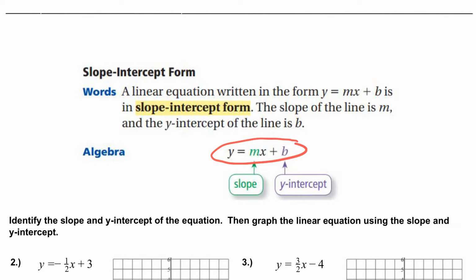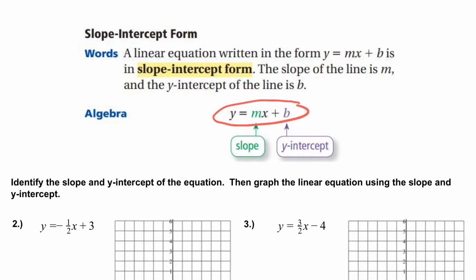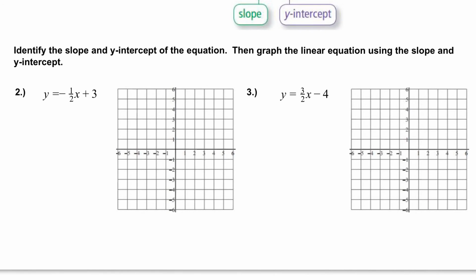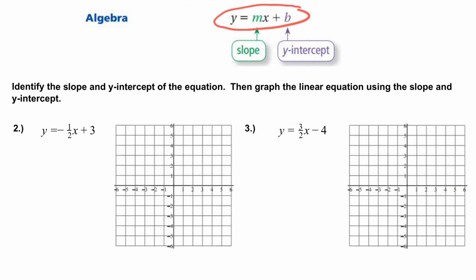And we'll show you how right here. So in number 2, number 3, it says, identify the slope and y-intercept of the equation, then graph the linear equation using the slope and y-intercept. So our first step here is, we want to identify our m and our b. So in number 2, we have the equation y equals negative 1/2 x plus 3.